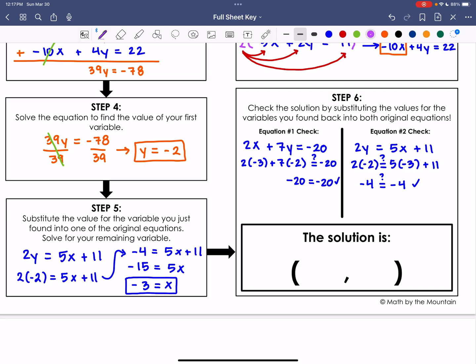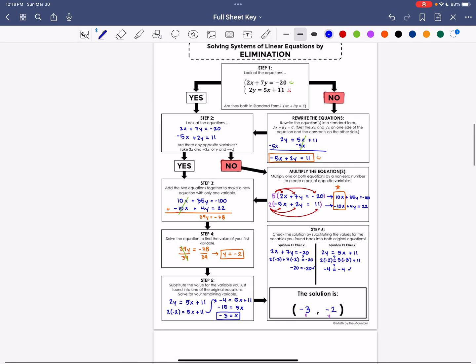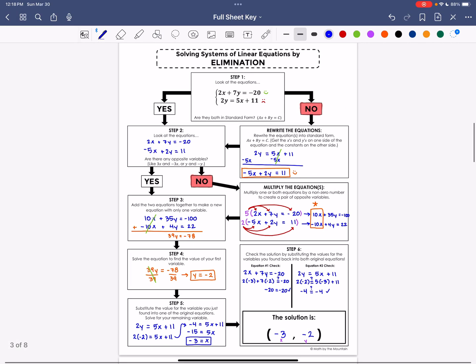Be cautious when you write your final answer. So remember, x goes before y. While we did happen to find y first, y should always be the second coordinate. So it's going to be -3 for x, comma, -2 for y. All right, that was a lot of work. Hopefully you learned a lot in this video. This is how you solve systems of equations by the elimination method.